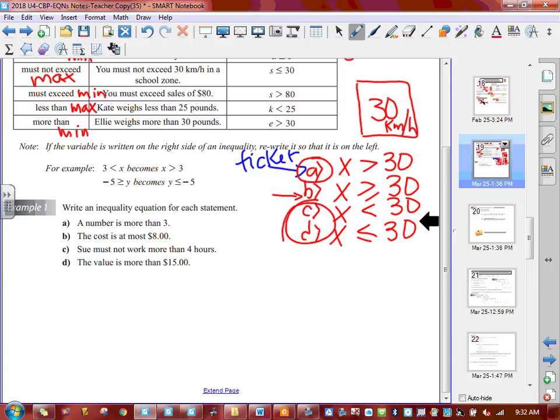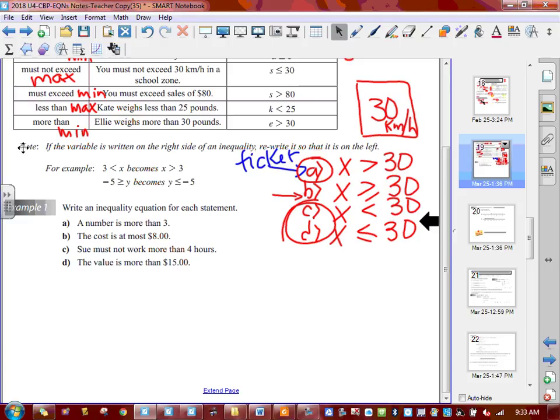Okay? All right. Let's try and write our examples for these ones. So, the next ones. Let's just read through these. You must exceed sales of $80. So it has to be over 80. So that's why they have S greater than 80.